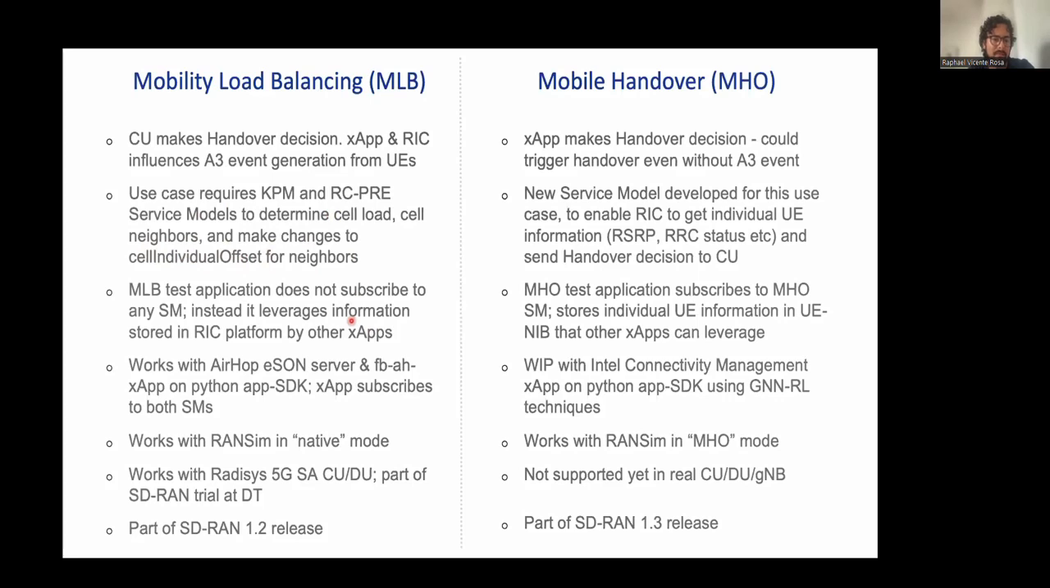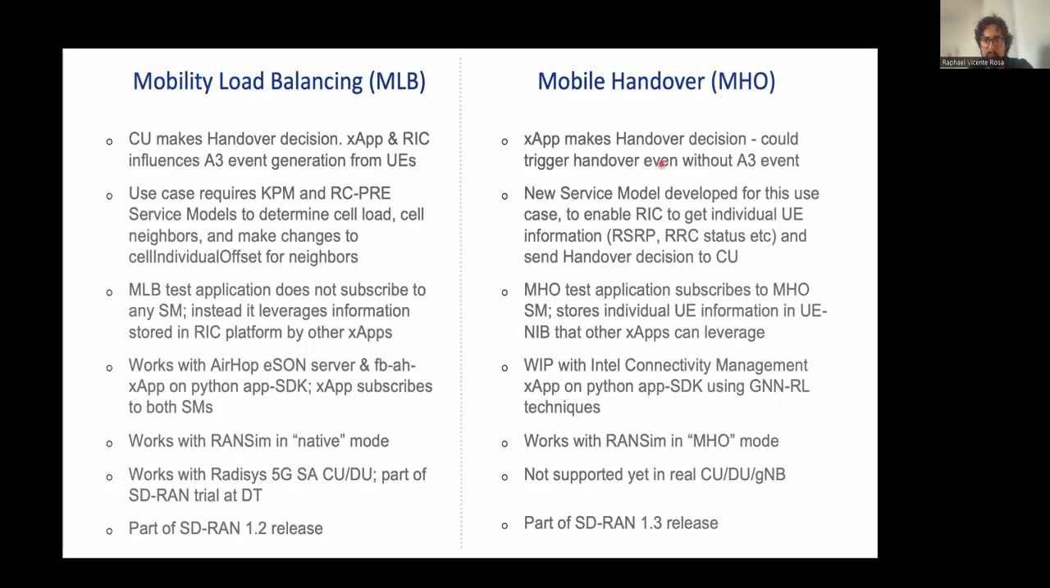And that was done by one xApp developed by ONF and another xApp that was developed together with Facebook that were integrated with the AirHop eZone server. That was actually a third-party xApp integrated in the RIC platform. That was integrated with the RAN simulator and also with CU-DU components of Radisys in the SD-RAN trial in Deutsche Telekom.